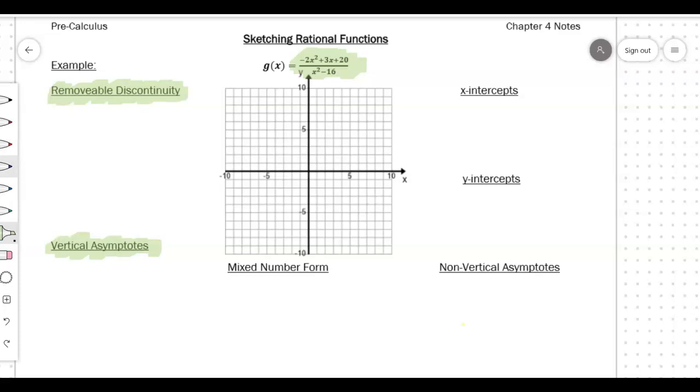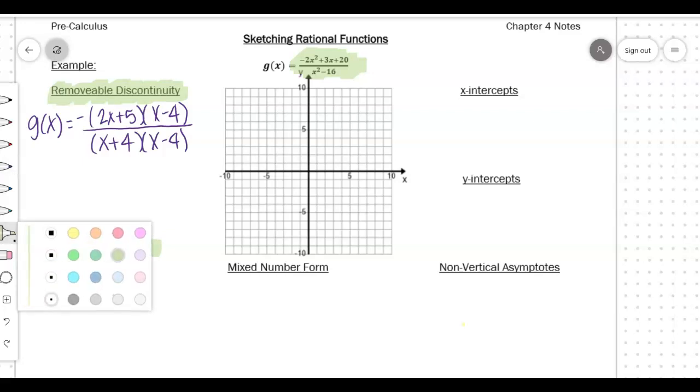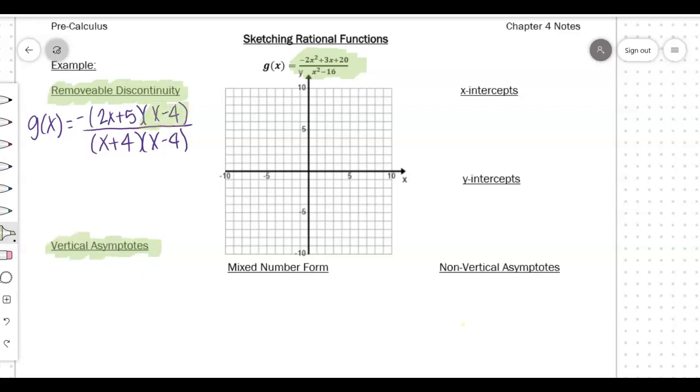So to start, if we were to factor the numerator and take out a negative, we'd be left with 2x plus 5, x minus 4. The bottom is a difference of squares. That will factor into x plus 4, x minus 4. From here, hopefully you recognize that we have the same factor in the top and the bottom. And so we call that a hole.